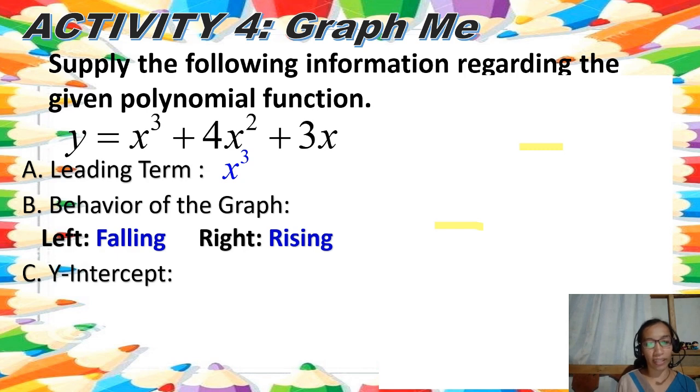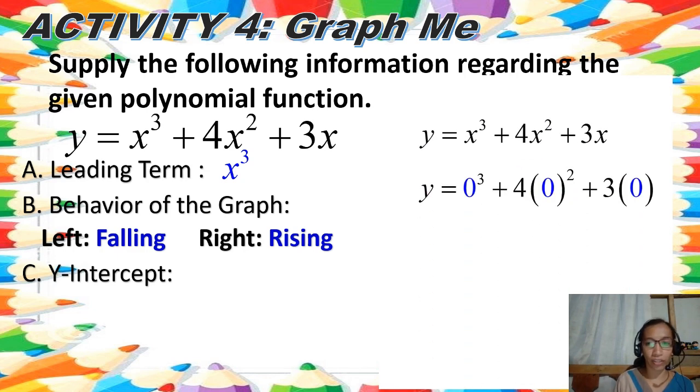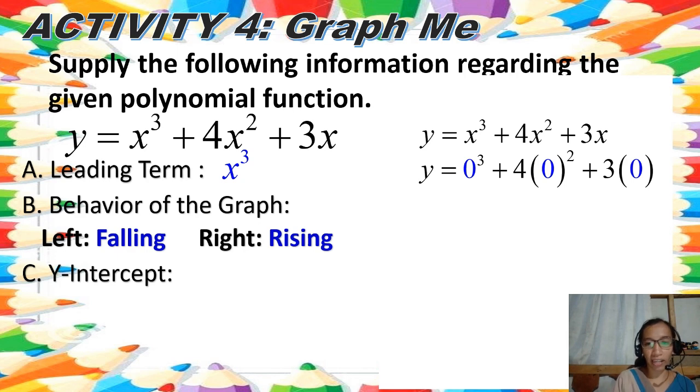Next is to find out the y-intercept. To find the y-intercept, we have to change x with 0. So by changing x with 0, we will have 0 cubed plus 4 times 0 squared plus 3 times 0. And by simplifying, y will become 0. So it means that the y-intercept is 0, which gives the coordinate point (0, 0).